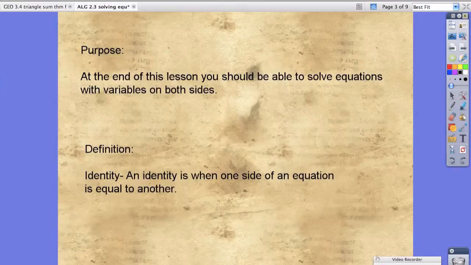One thing we do need to note is that you will run into a few equations that are called identities. An identity, like we've discussed before, is when the left side and the right side of an equation are equal to one another. That's exactly it.